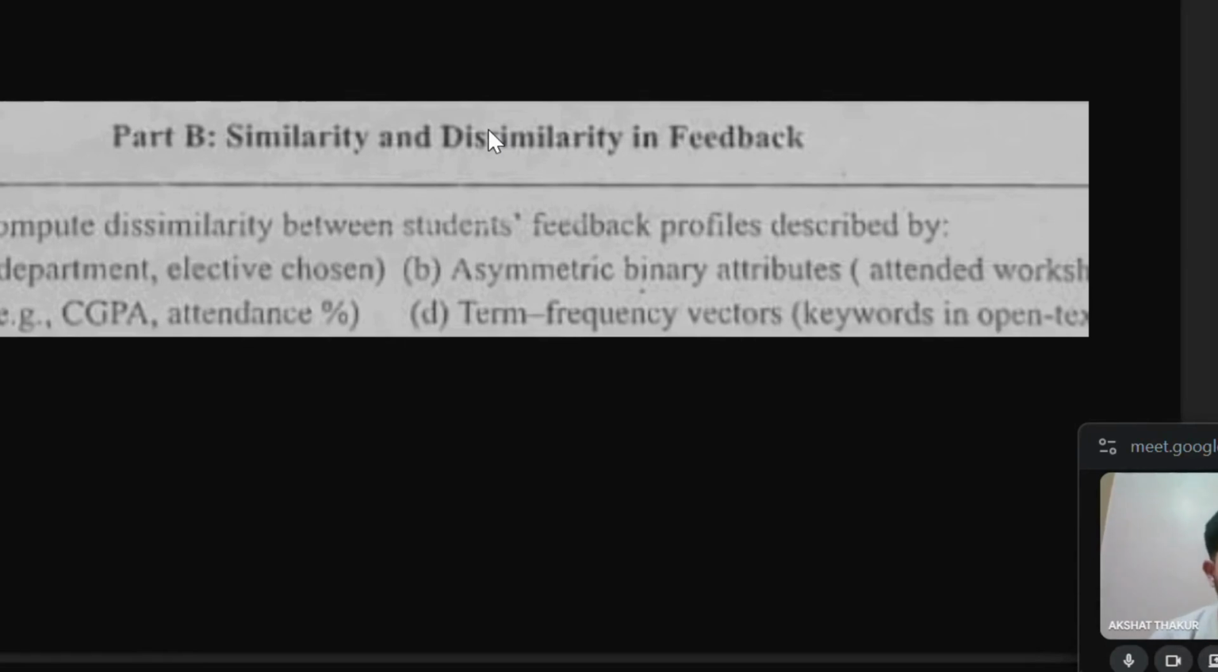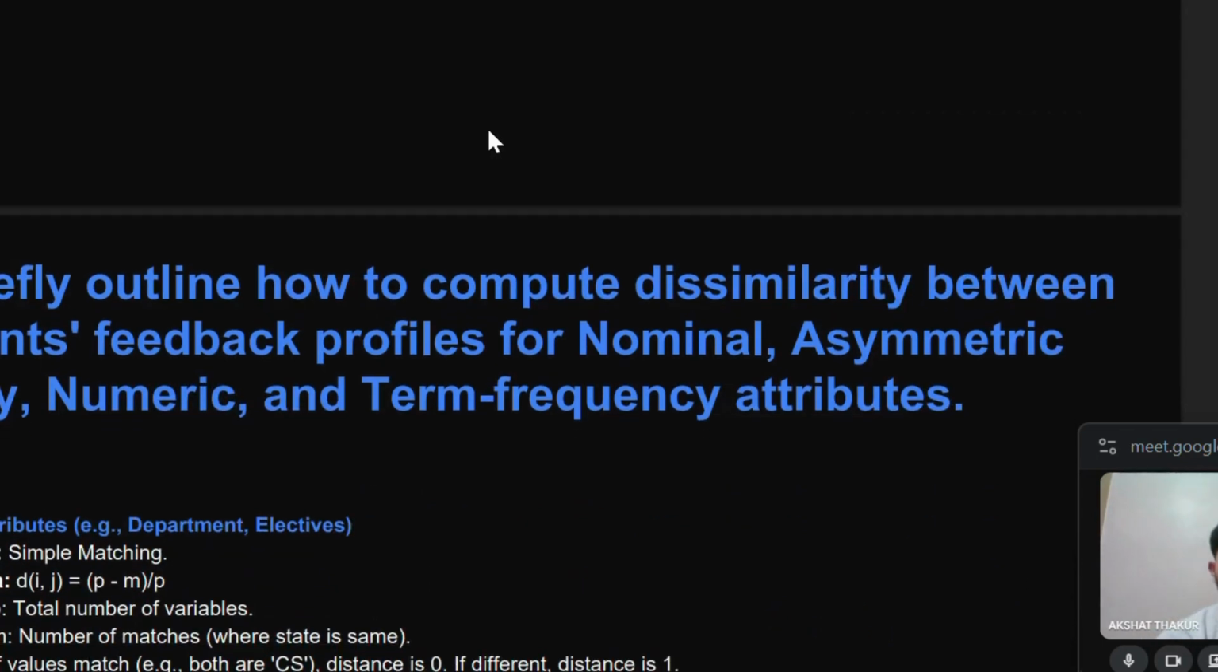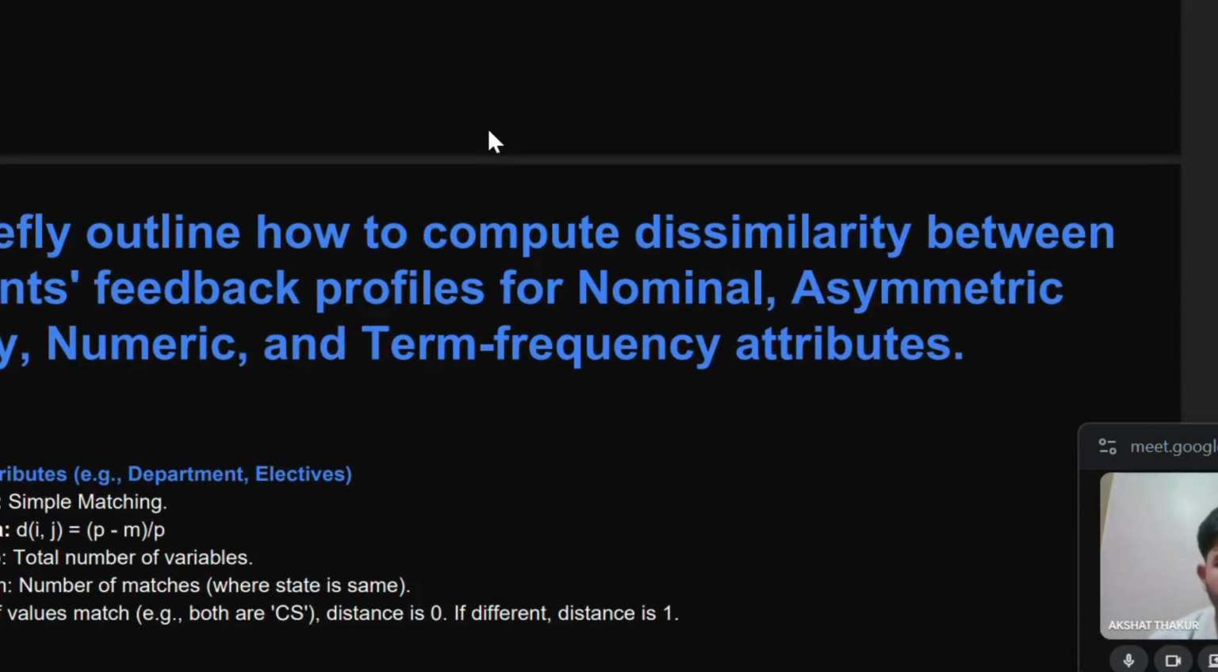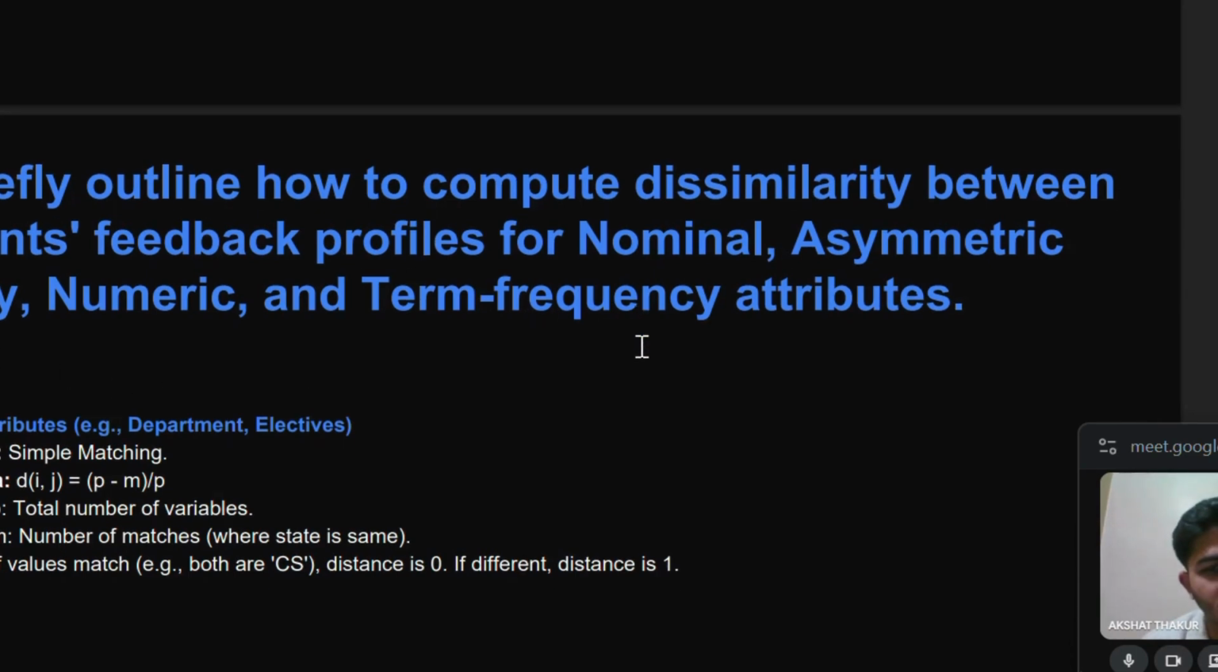Dissimilarities and similarities in feedback. So how to compute dissimilarities? The student feedback profile is described by 4 attributes. First is nominal, which is department and elective. Second is an asymmetric binary attribute, attend workshops. Third attribute tells about CGPA and attendance percentage. Fourth will be term frequency vectors. So basically, outline how to compute dissimilarity between student feedback profiles: nominal, asymmetric binary, numeric and term frequency.